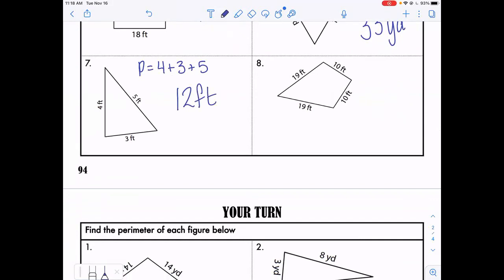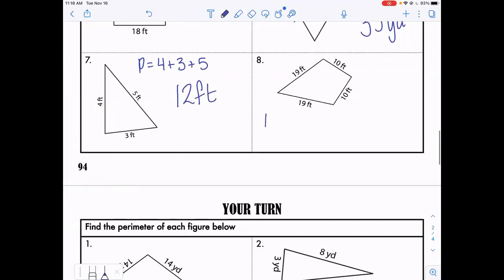Okay. Last one. How do I do it? 19 plus 19 plus 10. Oh, okay. We could do it that way, or what's the way we wrote down the formula? 19 times 2 plus 10 times 2. Okay, what's 19 times 2? 38. What's 10 times 2? 20. What's 38 plus 20? 58 feet.